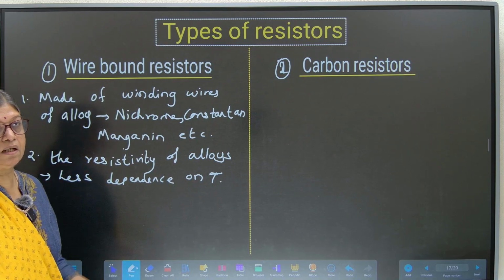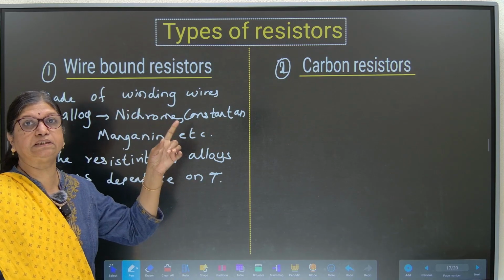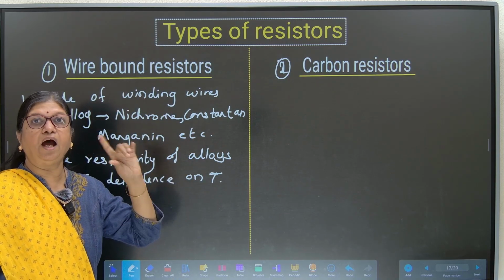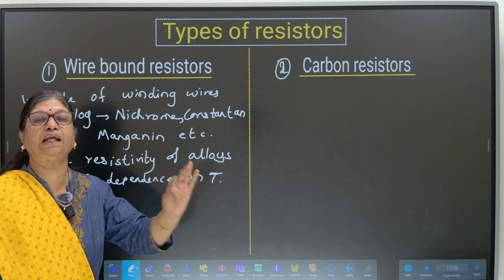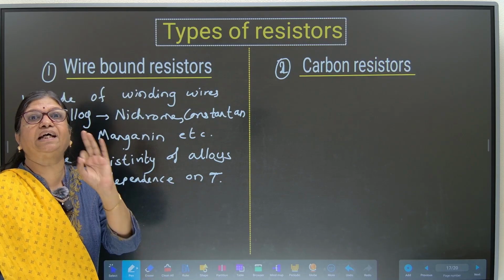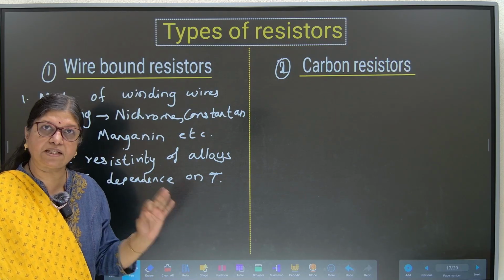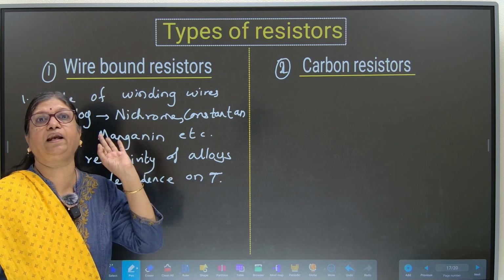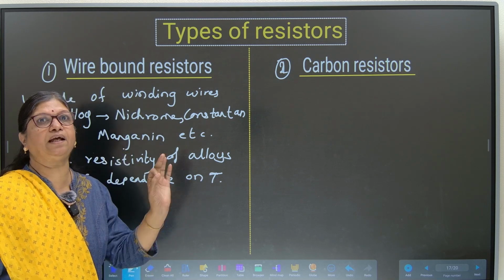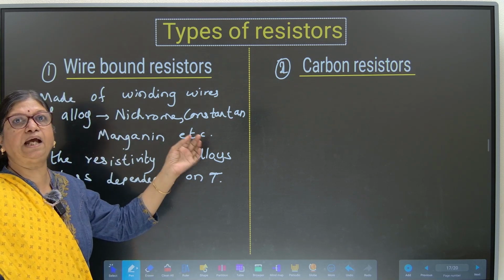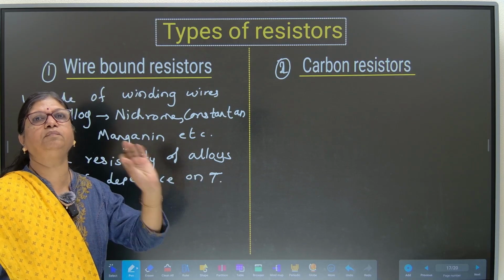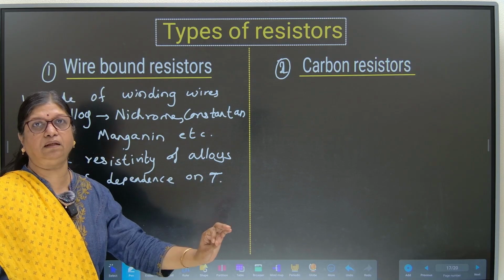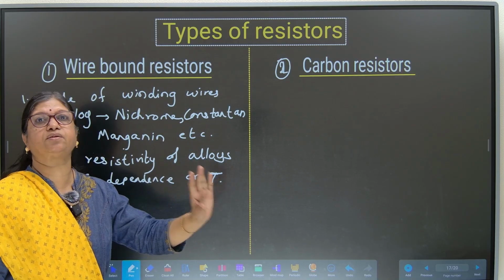Okay, that means these wire bound resistors are not affected by changes in temperature, such that the resistivity remains the same and hence the resistance and hence the current. That's why they are made up of alloys. Examples are given to you as nichrome, Constantan, manganese, etc.